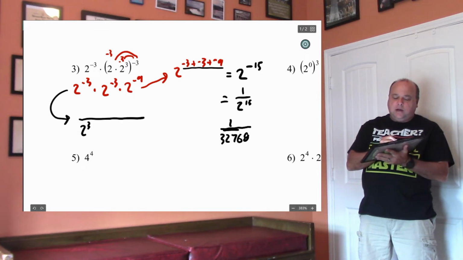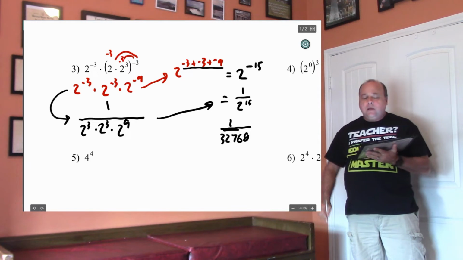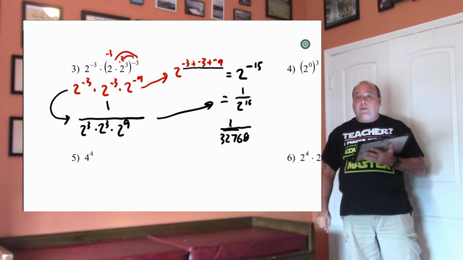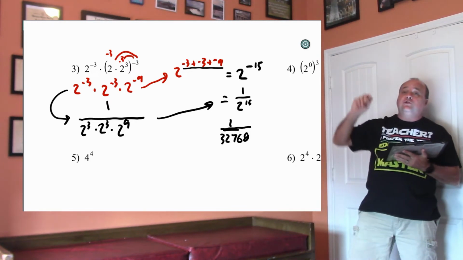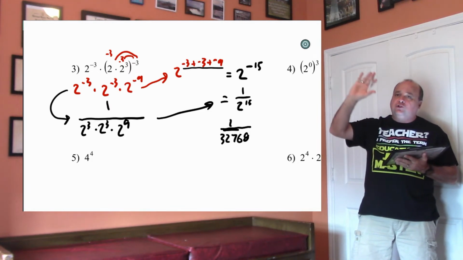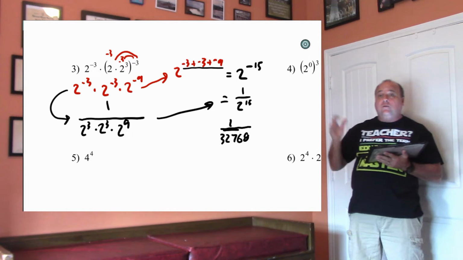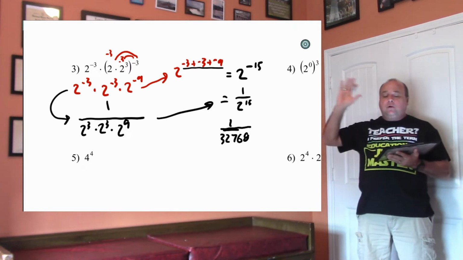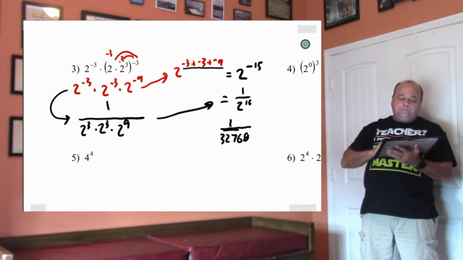The other way to do it is to go down here, draw your fraction bar. This goes to the bottom, this goes to the bottom, and the 2 to the 9th goes to the bottom. This turns into that, doesn't it? Because all your exponents are positive and they're all on the bottom, so the 2 stays on the bottom. Remember, 2 to the negative 15 means all those 2's should not be in the numerator, they should be in the denominator. Don't care how you do it, okay?